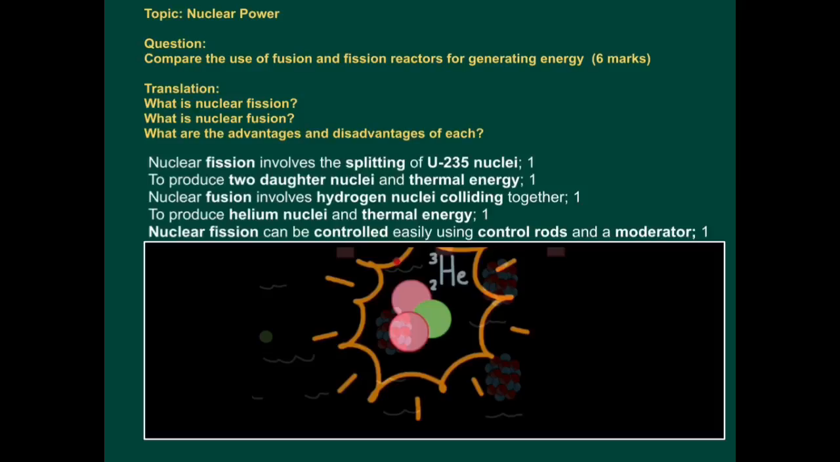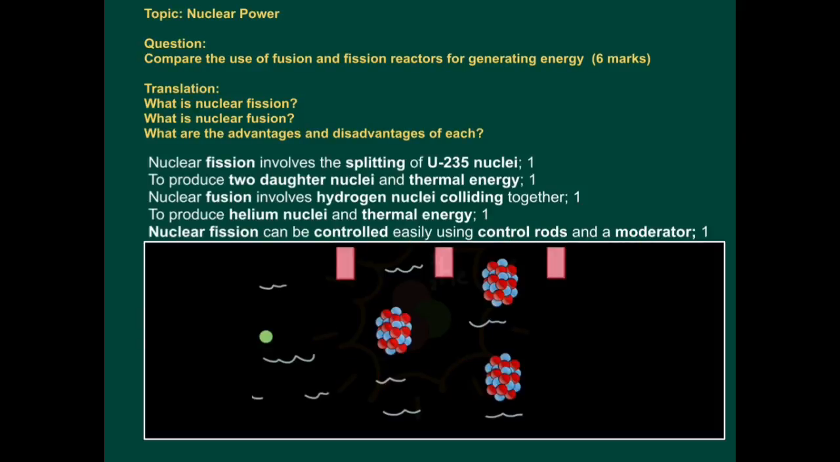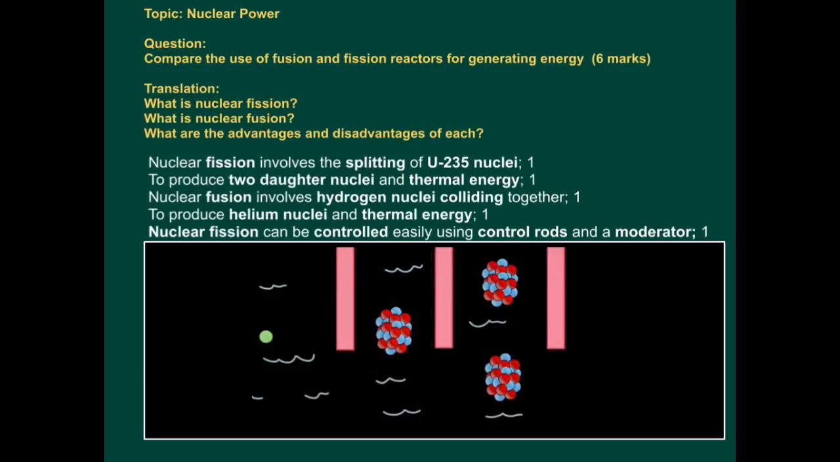Nuclear fission can be controlled easily using control rods and a moderator. So here we can see we've got a fluid surrounding our uranium fuel rods. These represent our uranium fuel rods, and we can see that that can control the speed of the bombarding neutron. Also, we can lower and raise control rods, as you can see here, to absorb the neutrons and prevent a fission reaction. It's very handy to control such reactions.